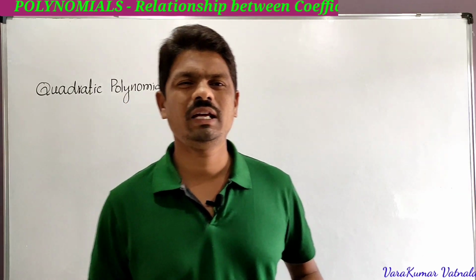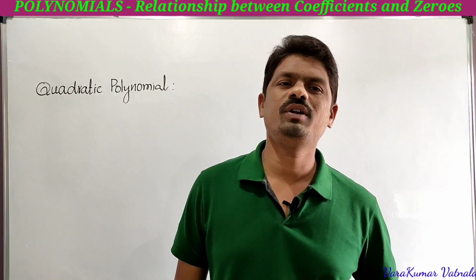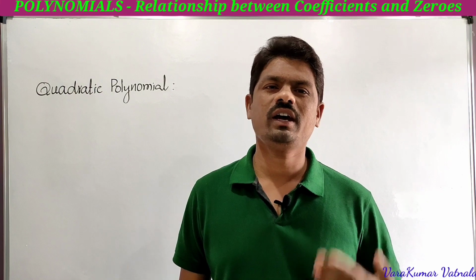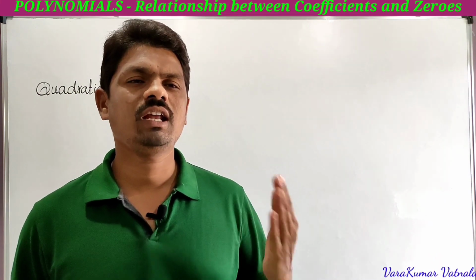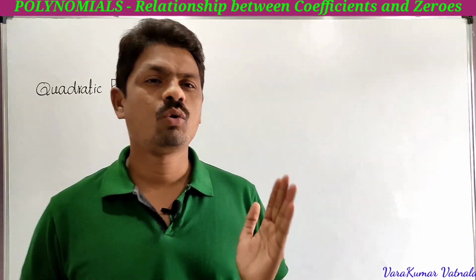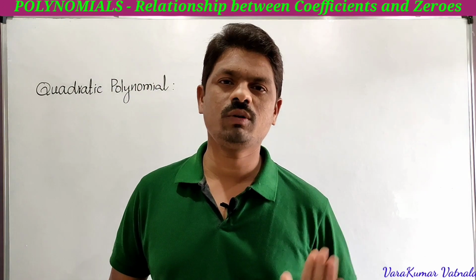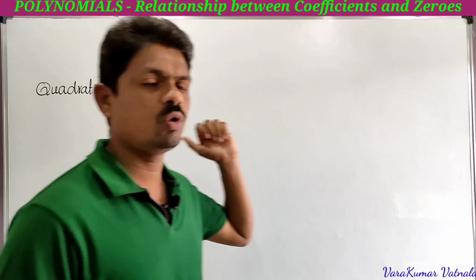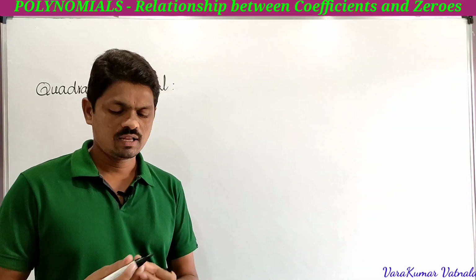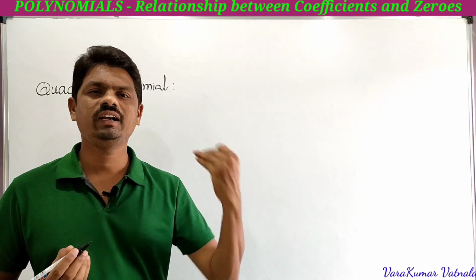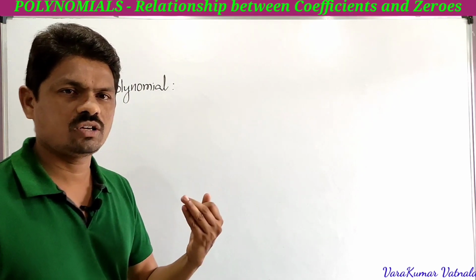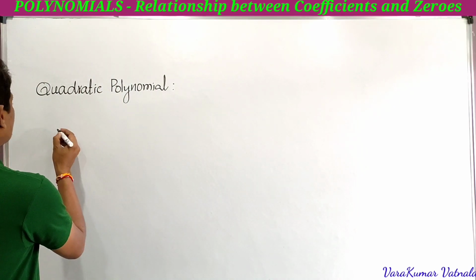Today we are going to learn about the relation between the coefficients and the zeros of a quadratic polynomial. See here, how can we relate the coefficients and the zeros of the polynomial? First we have a quadratic polynomial. So first I am going to explain an example here.